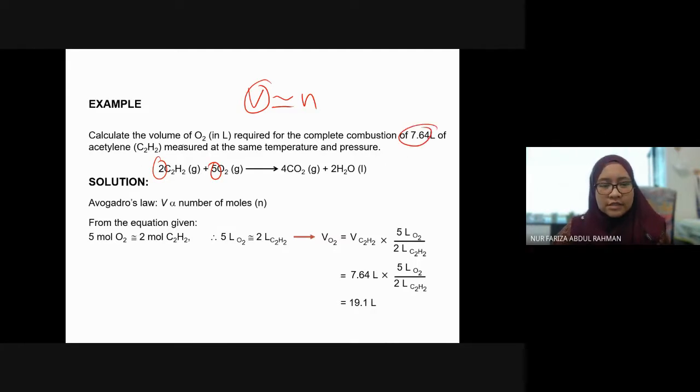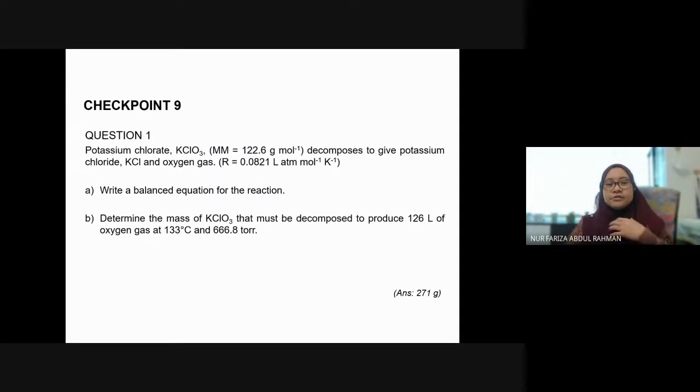In this case, what does it want to find? Volume of the oxygen. They give acetylene. They give another substance, and they want another substance. That is stoichiometry. Okay, alright. Okay, so let's discuss checkpoint 9.